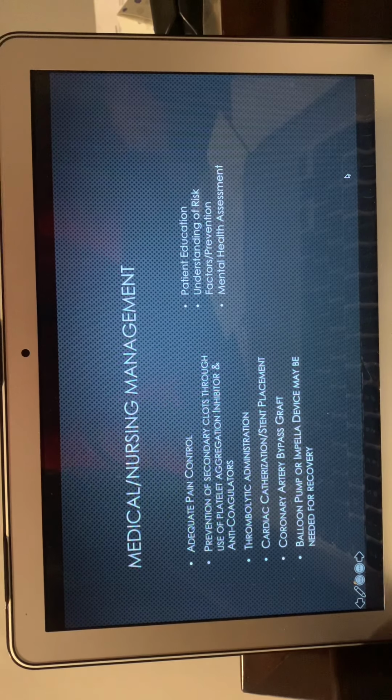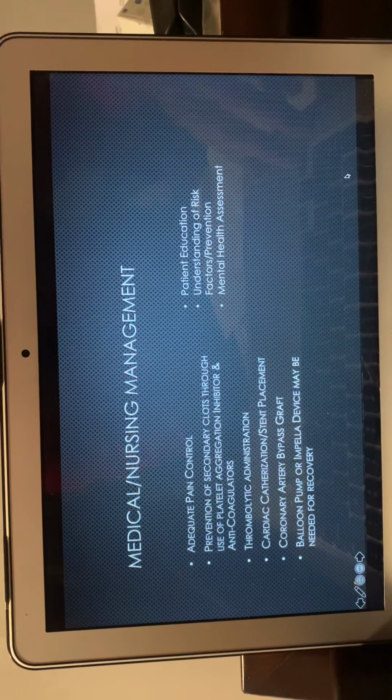So nursing management, to go over that a little bit. Patient education, a big thing, educating the patient properly to prevent secondary MIs and issues, making sure the patient understands these risk factors and prevention, as well as a mental health assessment. Coming in, having a myocardial infarction, they may have some significant lifestyle changes that may have some effects on their mental health. So getting a good assessment of that and being cognizant of mental health issues that may arise.